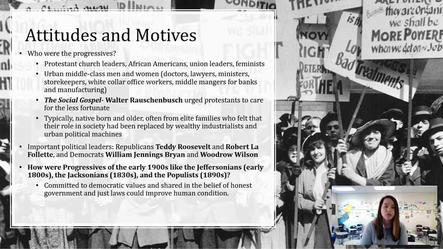Other important leaders: we know Republicans like Teddy Roosevelt, Robert LaFollette from Wisconsin, who is going to encourage reforms like with voting, William Jennings Bryan, former populist Democratic nominee in 1896, and then Woodrow Wilson, a Democrat, is also going to support progressive reform. So you see both Republicans and Democrats.